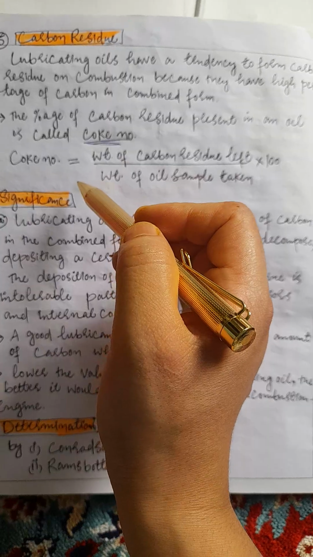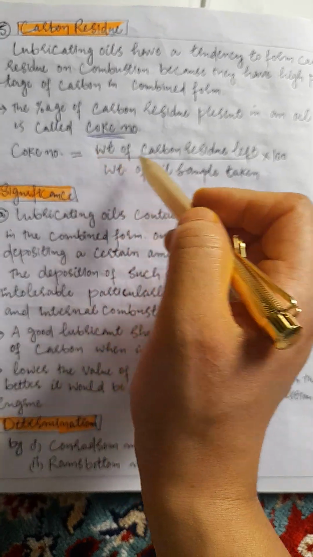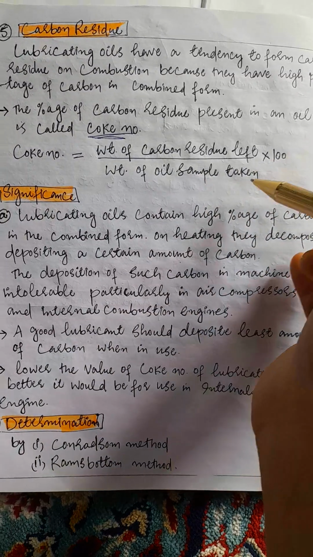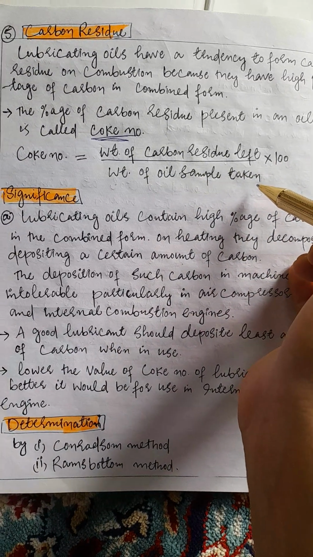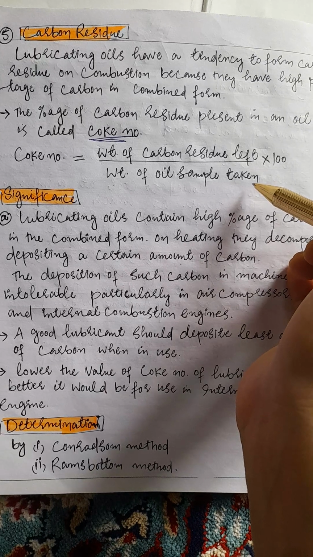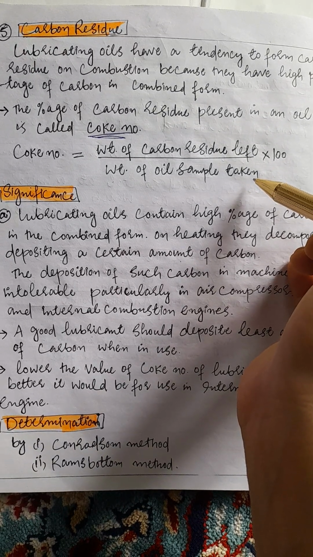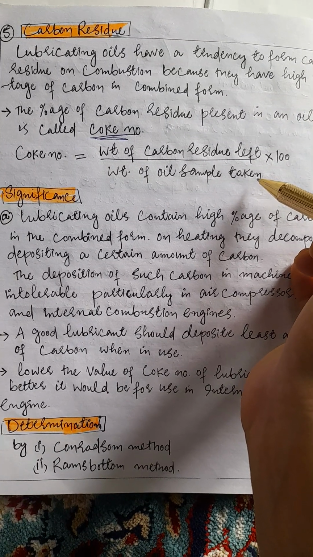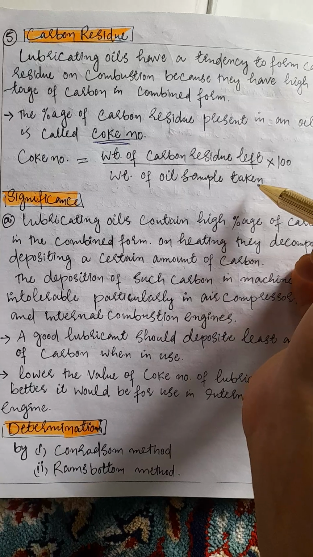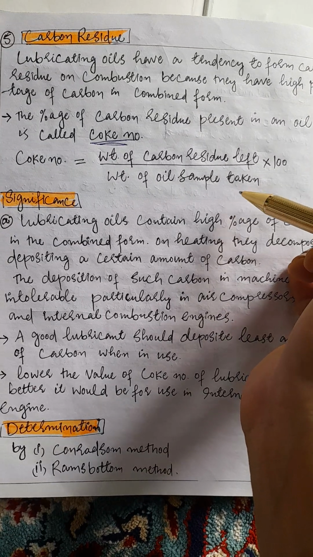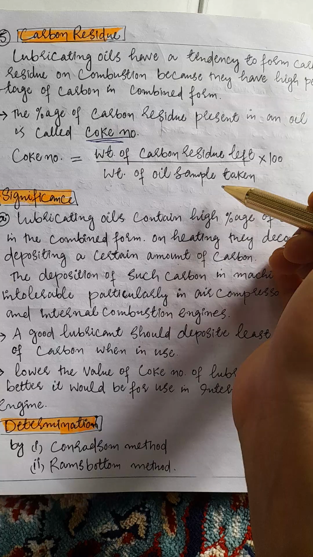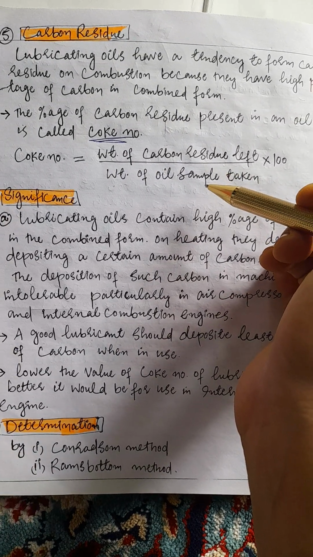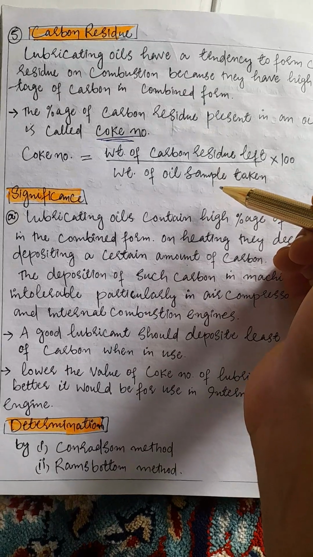If you want to determine this Koch number, it will be equal to the weight of carbon residue left divided by the weight of oil sample taken, multiplied by 100. Fine. So for any lubricating oil sample, you determine its carbon residue left, you take the weight of that carbon residue, and also the weight of the oil sample, and you divide the weight of carbon residue left by the weight of oil sample taken, and you get the Koch number.